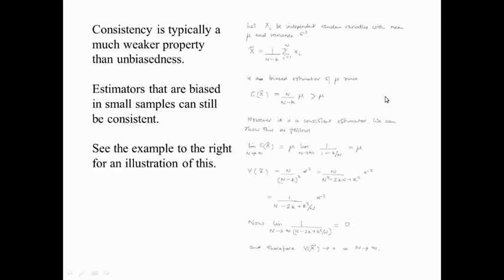However, it is a consistent estimator because the limit of that expectation as n goes to infinity is equal to the true value mu. That's fairly straightforward to show. And also its variance, which is given by this expression here, n over n minus k squared multiplied by sigma squared, goes to 0, because if we take this function of n and look at what happens as n goes to infinity, we can show that this function goes to 0. So therefore, this estimator, which is biased in small samples, nevertheless satisfies the sufficient condition to be consistent.